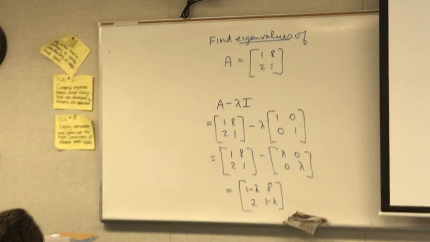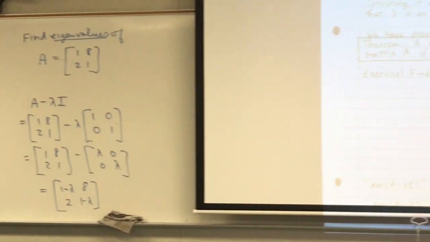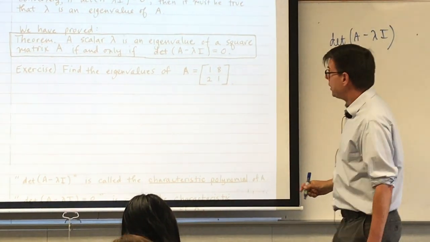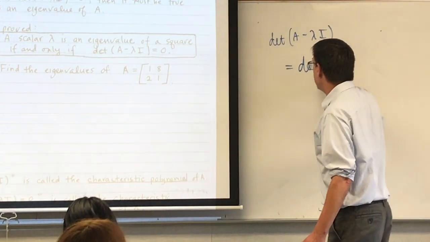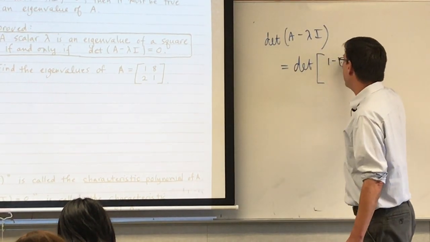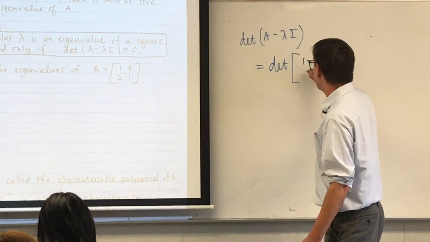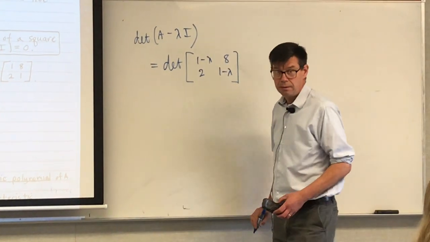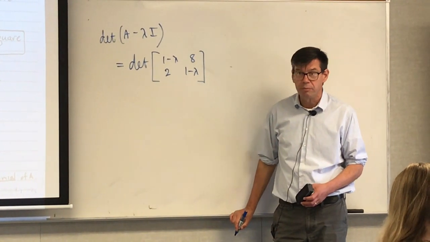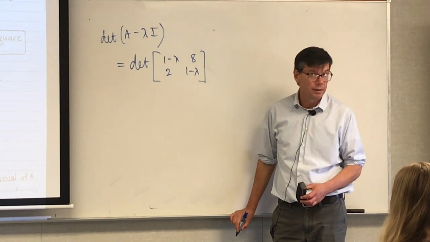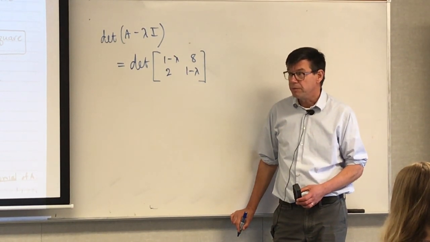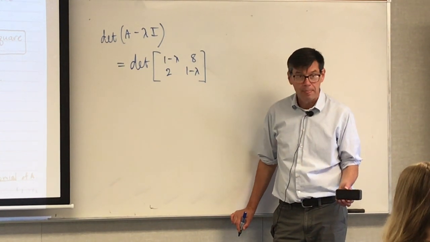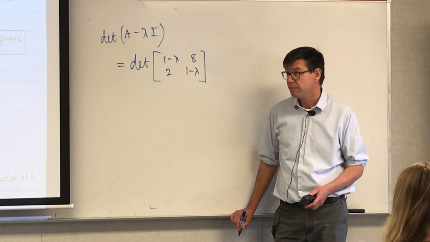What we want to do is compute the determinant of A minus lambda I, which is the determinant of [[1 minus lambda, 8], [2, 1 minus lambda]]. Now that's a 2 by 2, so it should be pretty easy for you to find the determinant. And guess what we're going to do with that determinant? It's not a number, it's going to have a variable in it. We're going to set it equal to 0 and solve next time.